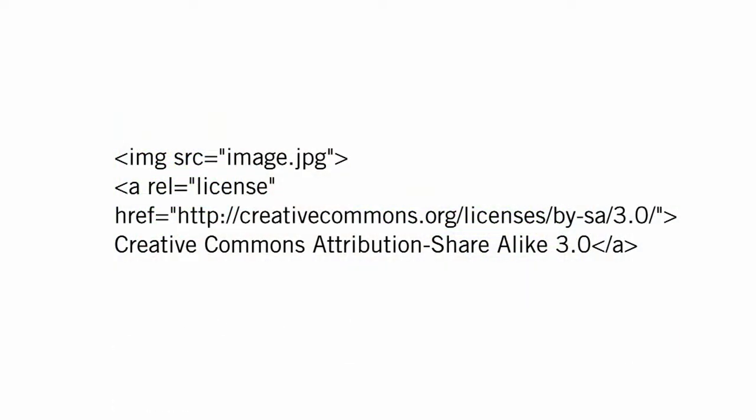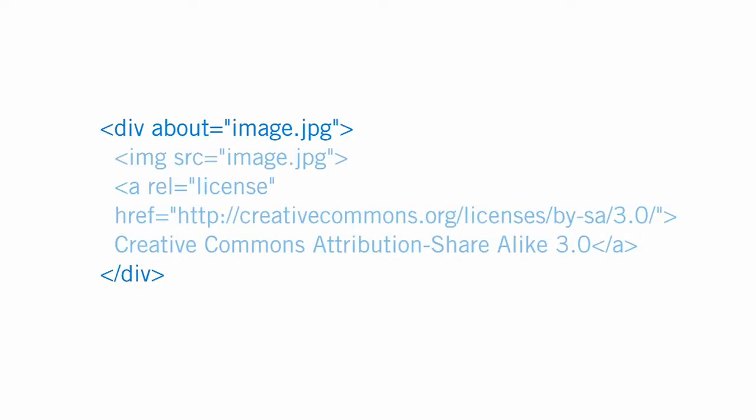So the way to do this is to introduce something like a div element and use about equals and then the image that you happen to be talking about to group these two things together. So now we have, here's a group, and the group is talking about the image. Here's the image, and here's the licensing question.